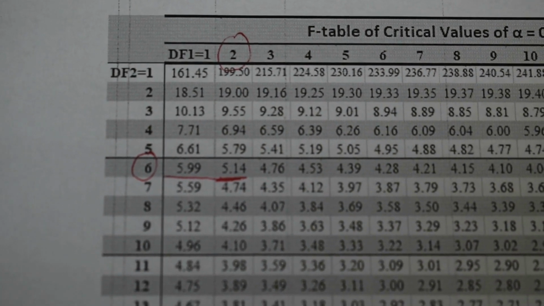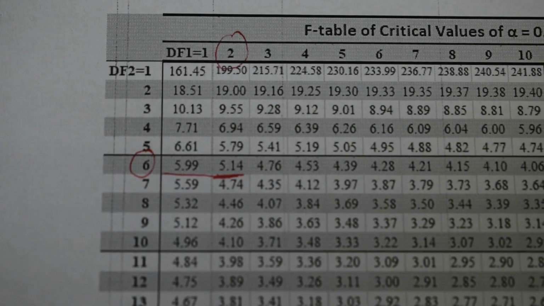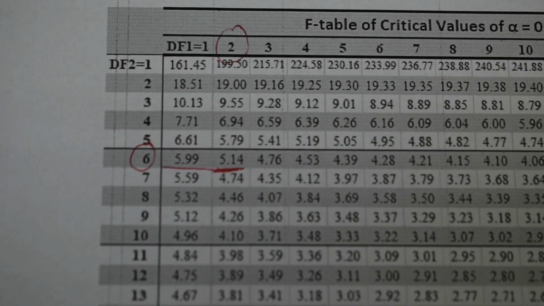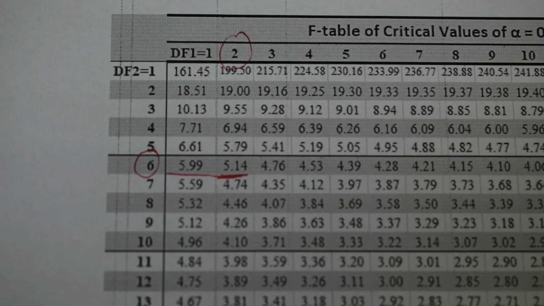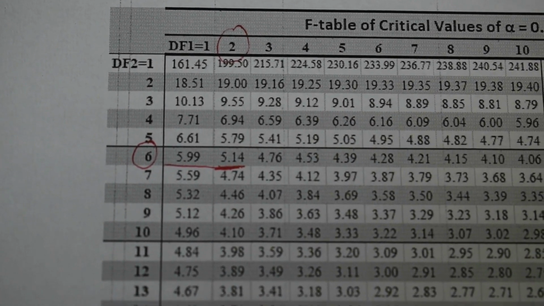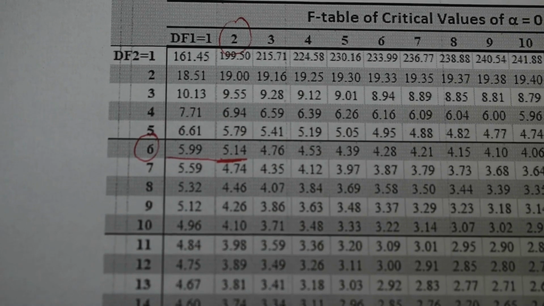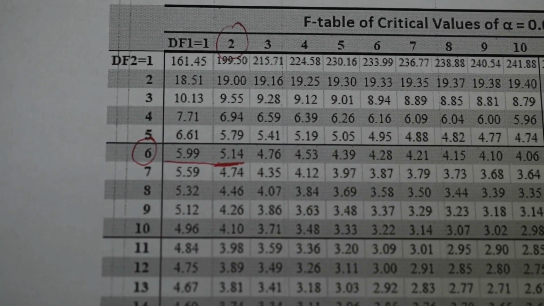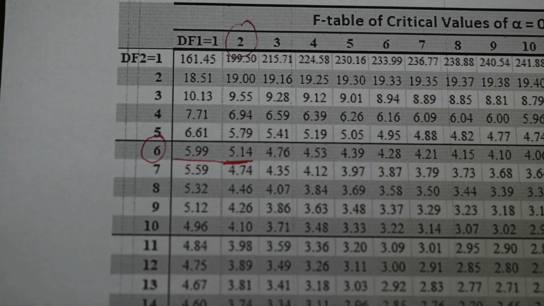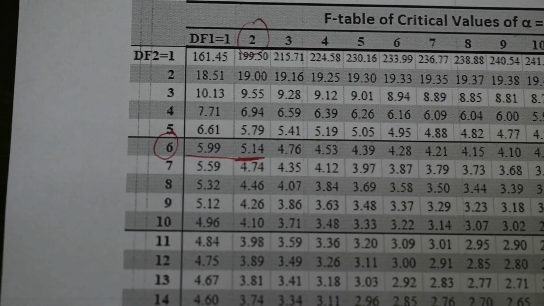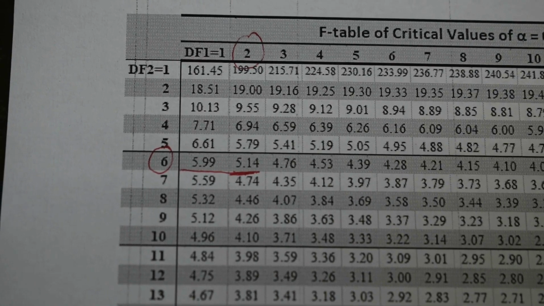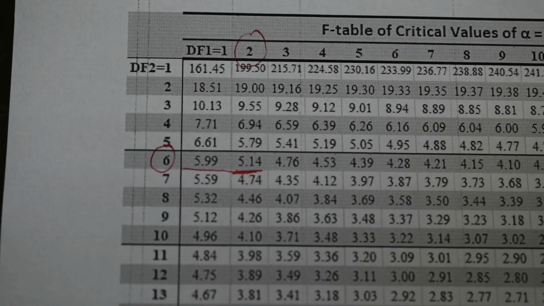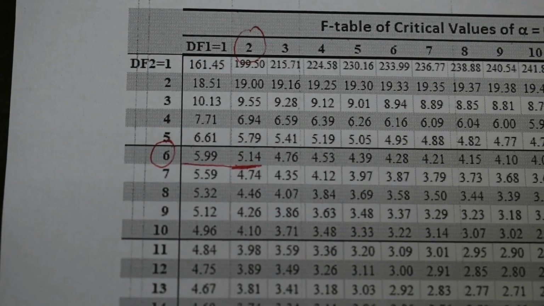And now on to the critical values of the ANOVA table. On the top row you can see degree of freedom of numerator, and on the left side you can see degree of freedom of denominator. I have already marked degree of freedom of numerator is 2 and degree of freedom of denominator is 6, and the value corresponding to this is 5.14. So the F-test critical value for 2 degrees of freedom of numerator and 6 degrees of freedom of denominator is 5.14.